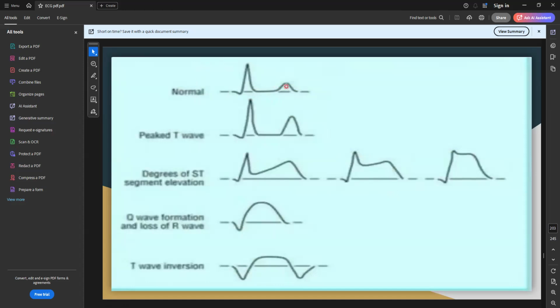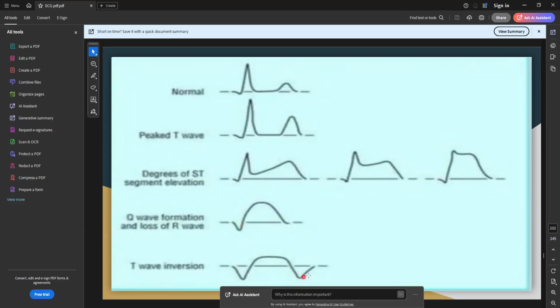This is the normal T wave. This is the peaked T wave. This is the ST segment elevation along with the T wave elevation. Here also you can see. And here the Q wave formation will be there, and there is loss of R wave. There is no R wave and only the Q wave is there. And here you can see the T wave inversion.